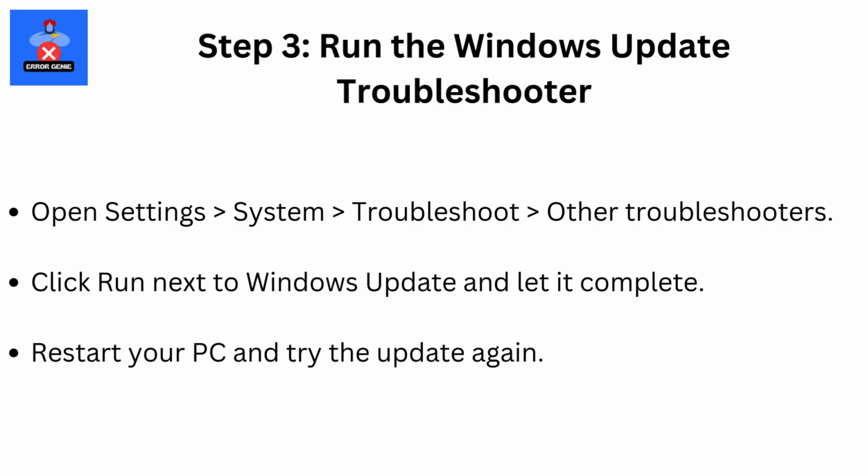Step 3. Run the Windows Update Troubleshooter. Open Settings, then System, then Troubleshoot, then Other Troubleshooters. Click Run next to Windows Update and let it complete. Restart your PC and try the update again.